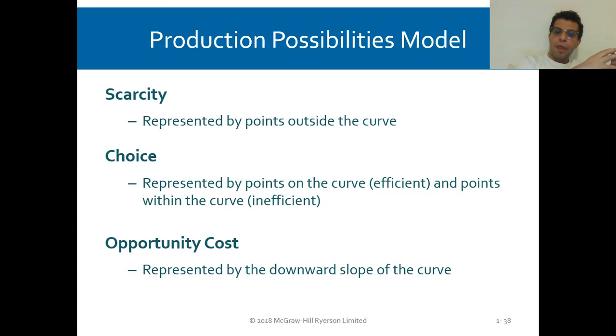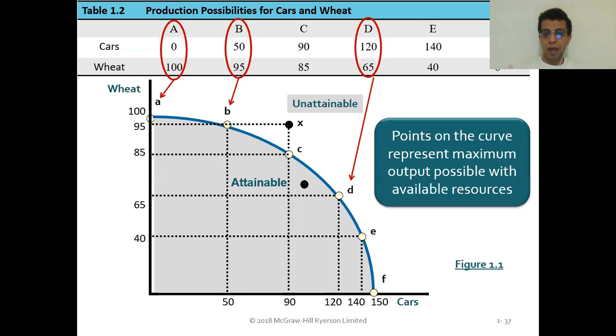So we said scarcity is represented by a point outside the curve. The choice is represented by a point on the curve, efficient, and a point within the curve, inefficient. And then opportunity cost, we spoke about it, is represented by the downward slope of the curve. So if I decide to produce 50 cars, my opportunity cost becomes 5 tons of wheat, because my wheat is reduced from 100 to 95.